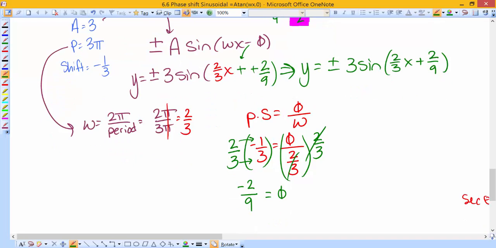I hope this helps and you'll be able to work on your 6.6 assignment. Again, we're not graphing right now, so you're just finding amplitude, period, phase shift, and then writing equations given those three things. We'll look at graphing later. Questions, be ready with them tomorrow in class.